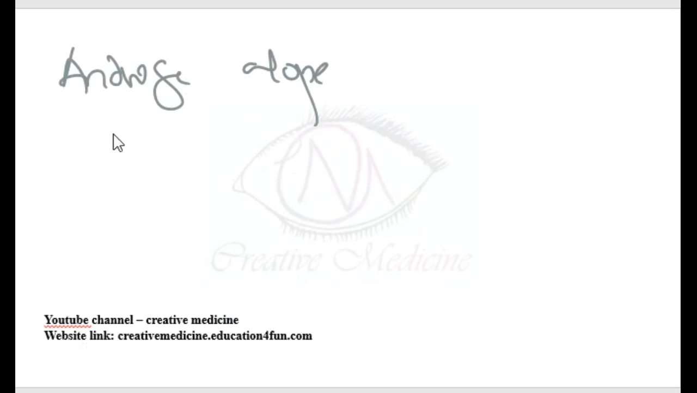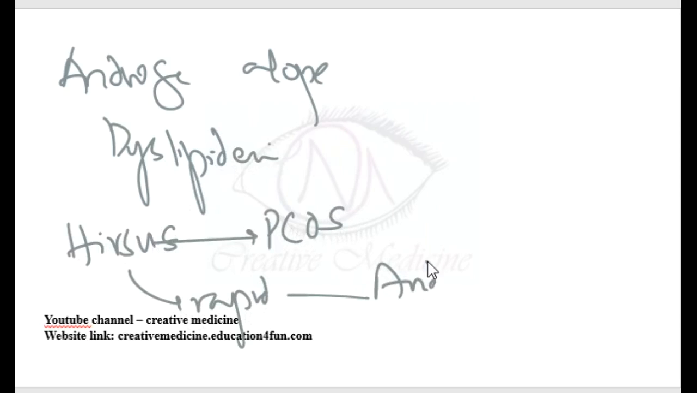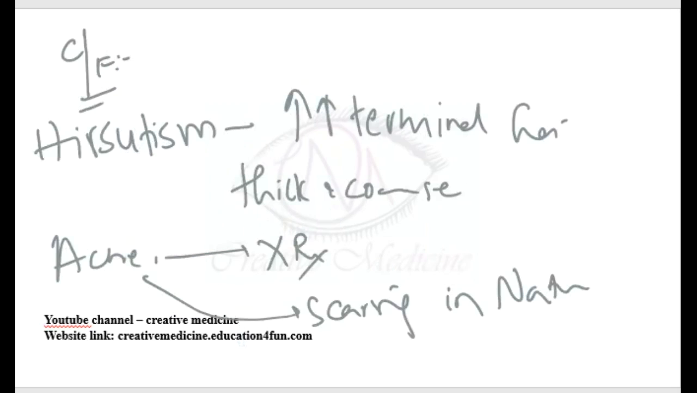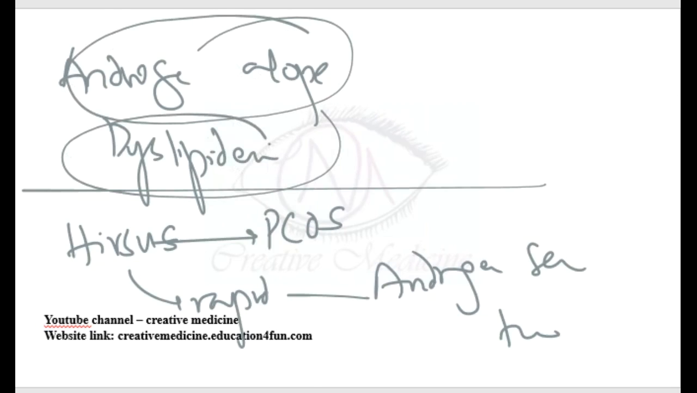The most common cause of hirsutism is polycystic ovarian syndrome. The most common cause of rapid onset hirsutism is androgen secreting tumor. So the main clinical features are hirsutism, acne, androgenic alopecia and dyslipidemia.